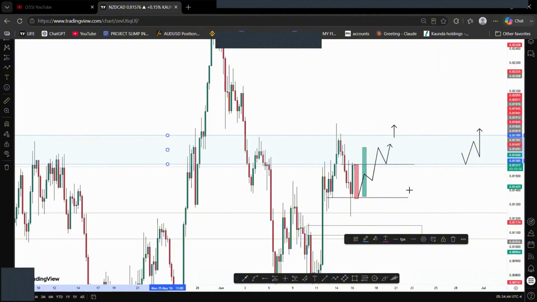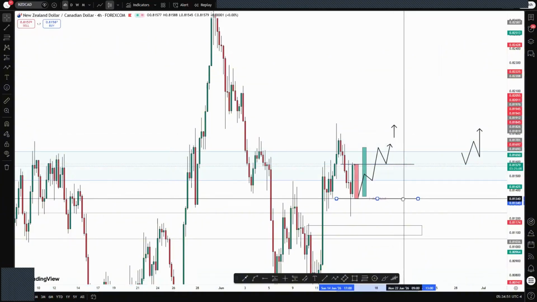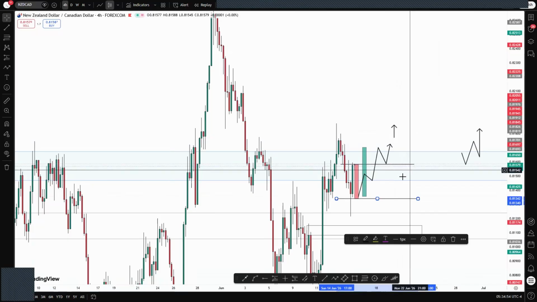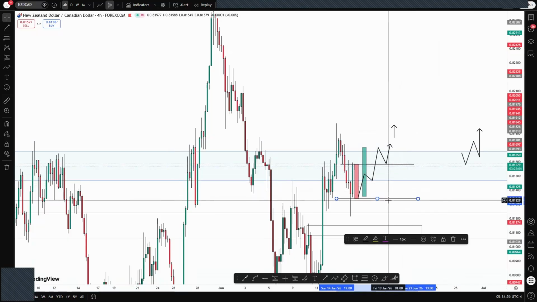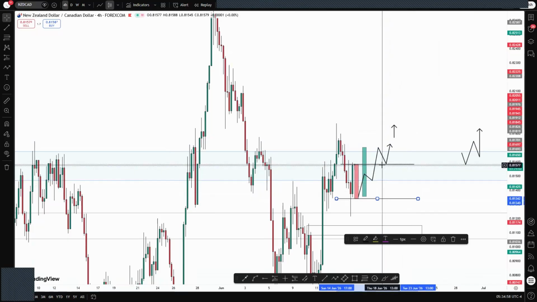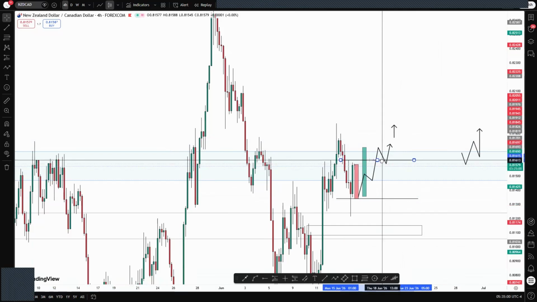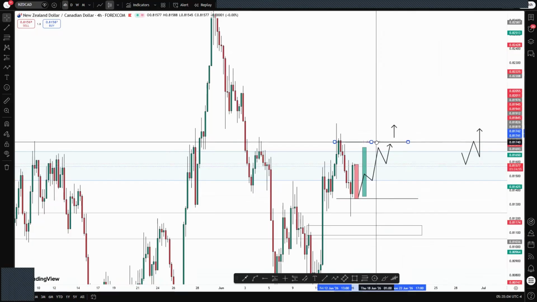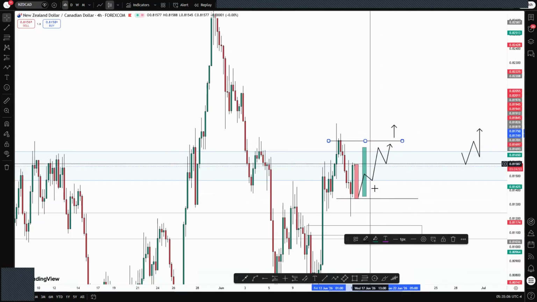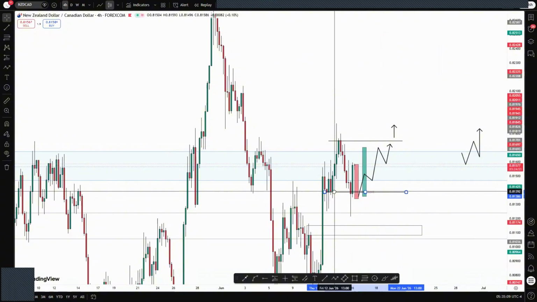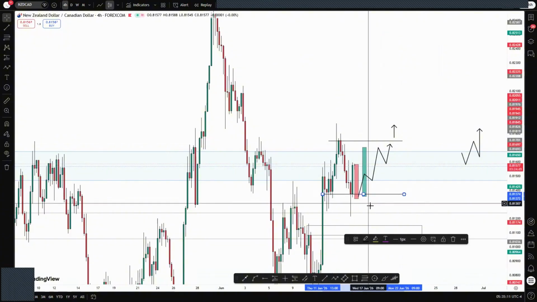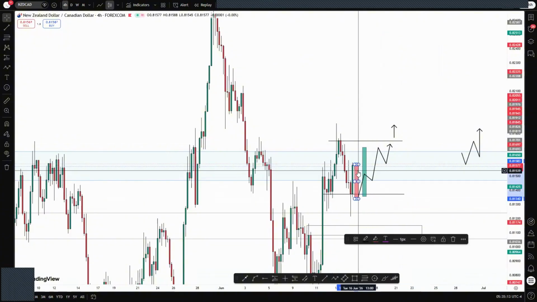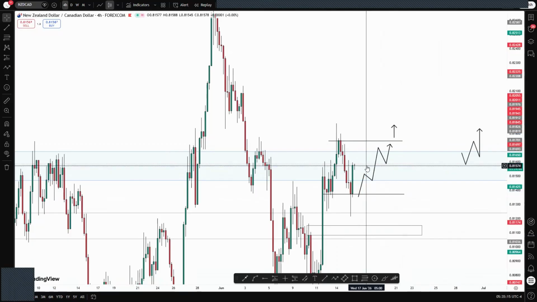So price can give us this move at this point, or price can't move at and give us a shift at this point, you can't do anything but wait. Okay.